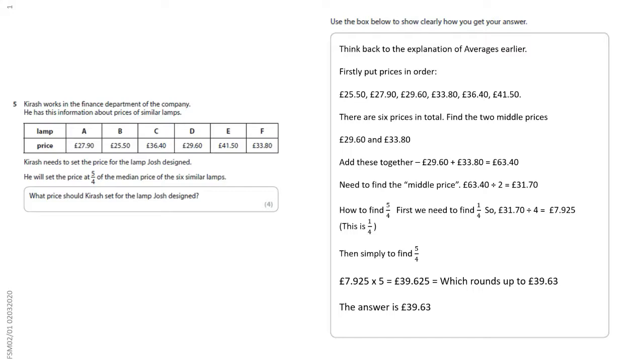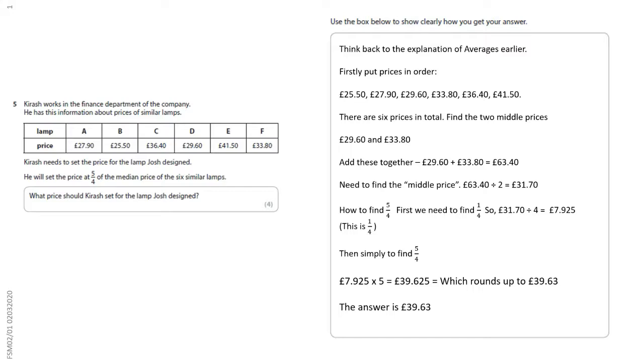So think back to the explanation of averages earlier. What you need to do is firstly put all the prices in order, which I've done here, £25.50 through to £41.50. There are 6 prices in total. Find the 2 middle prices. So we click in, and the 2 middle prices are £29.60 and £33.80. We add these together, which gives us £63.40.